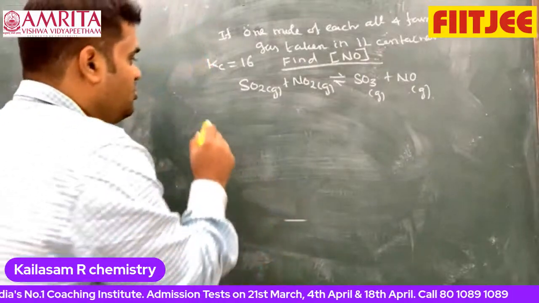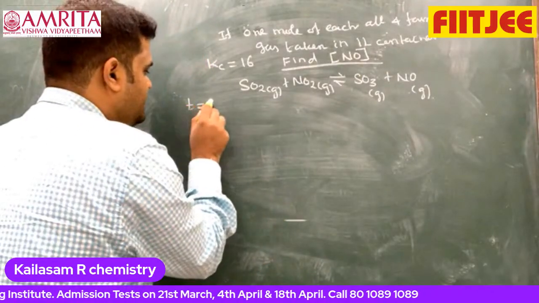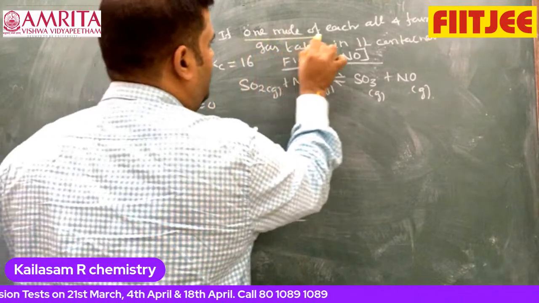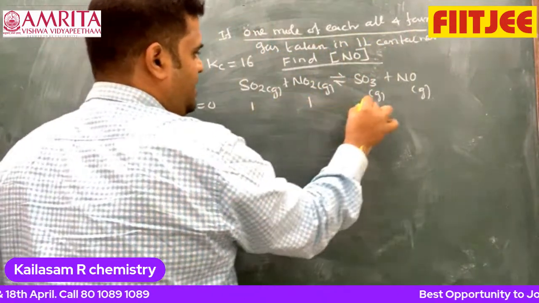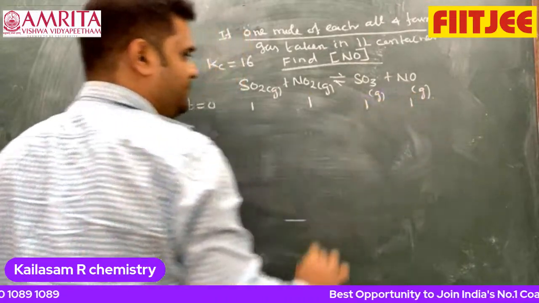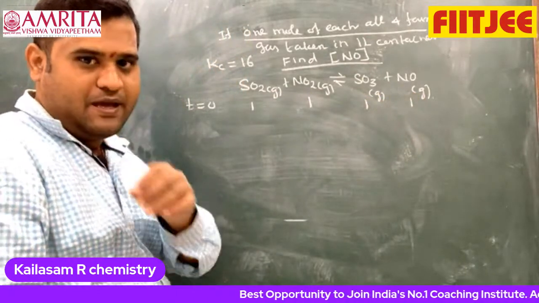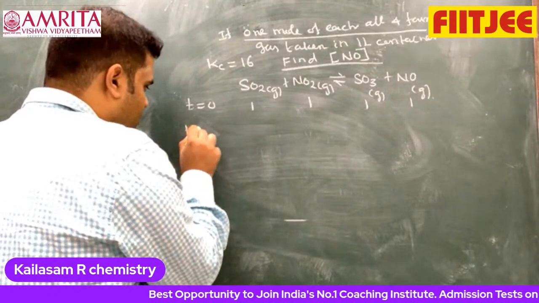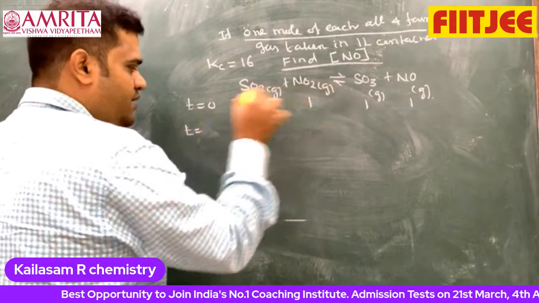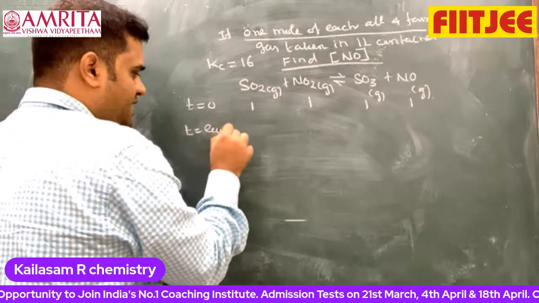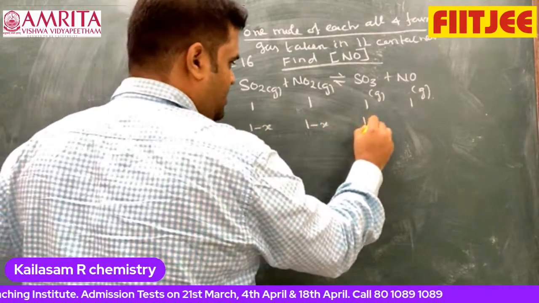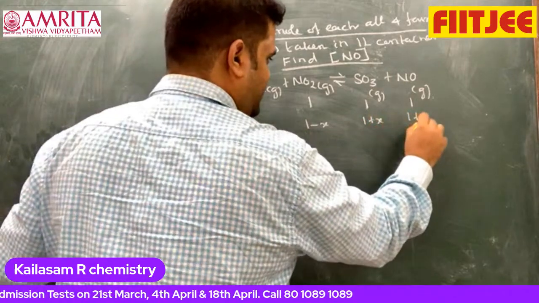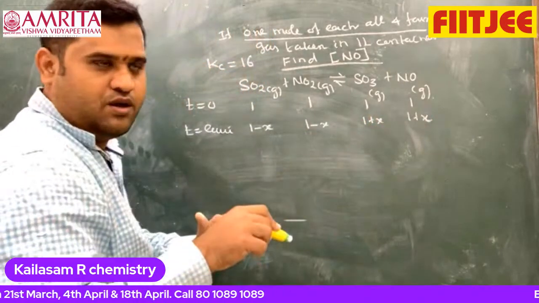They have given that when time is equal to 0, very clearly, 1 mole of each of all 4 gases. That means this is 1, this is 1, this is 1, this is also 1. Now when time is equal to 0, it is 1, 1, 1, 1, and at equilibrium we can say that 1 minus x, this is 1 minus x, this is 1 plus x, this is 1 plus x.